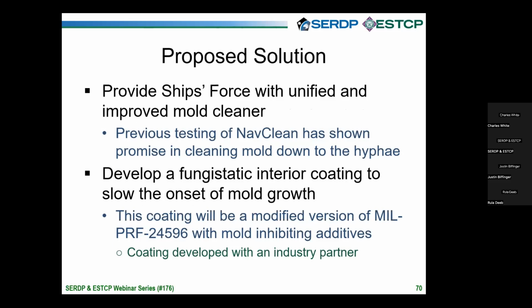The proposed solution is the development of a novel mold inhibitive coating and testing of NavClean as a liquid cleaner for ship demonstration. The coating developed will be a modified version of a qualified MIL-PRF-24596 interior fire resistant coating with mold inhibitive additives, developed with our industry partner through a proprietary set of inhibitives that were specifically designed to be effective against the results of the DNA analysis and ship survey.